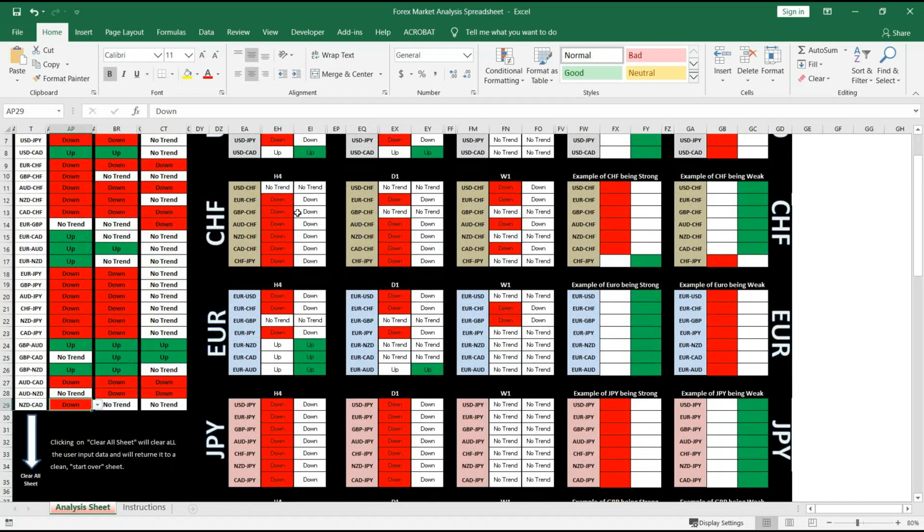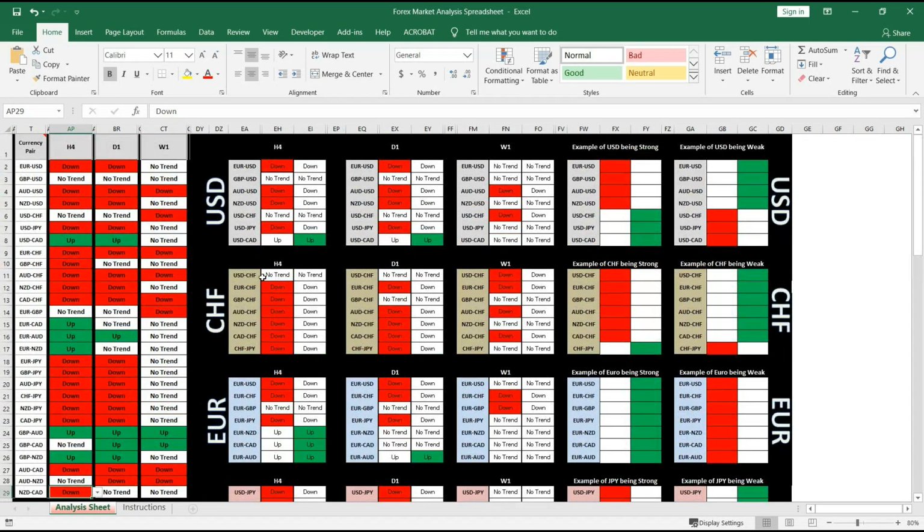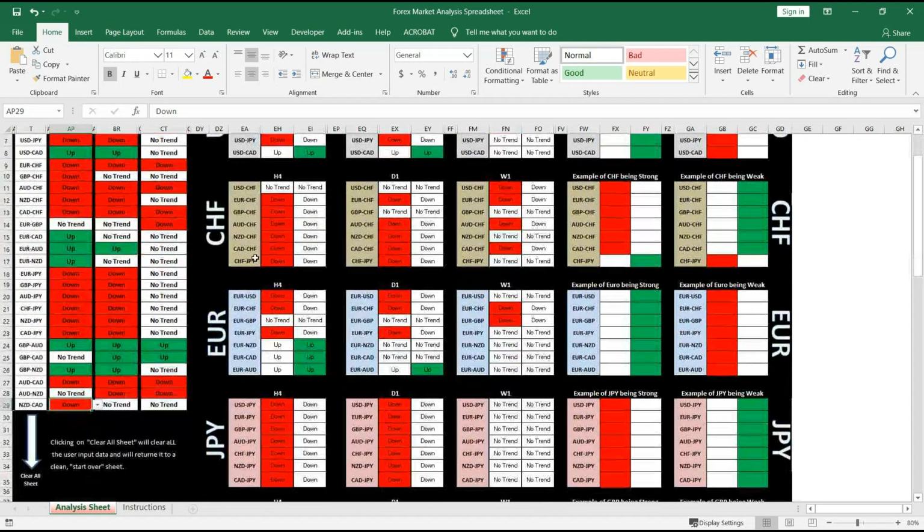And then the Swiss is strong as well, except against the yen. You're thinking, oh, it's red there. No, if you look at the example, the Swiss yen should be green. That's just showing me that the Swiss is strong except against the USD. Well, it's because the USD is strong as well. So that confirms Swissy strength.